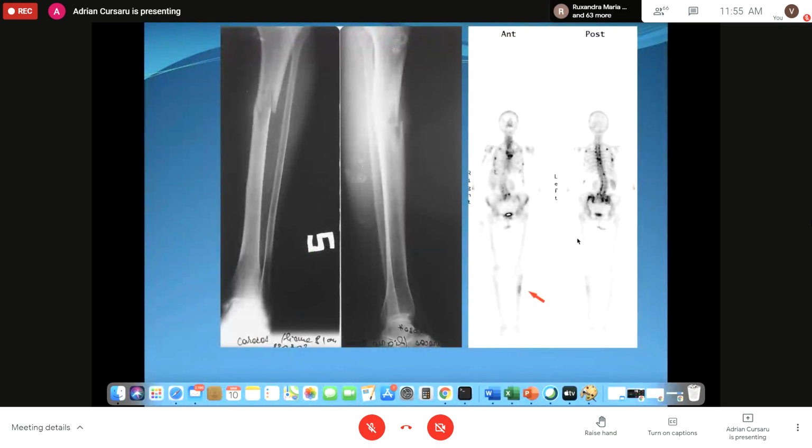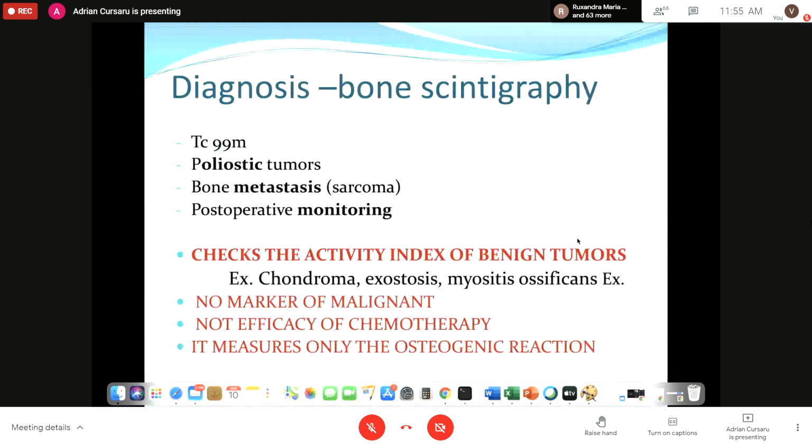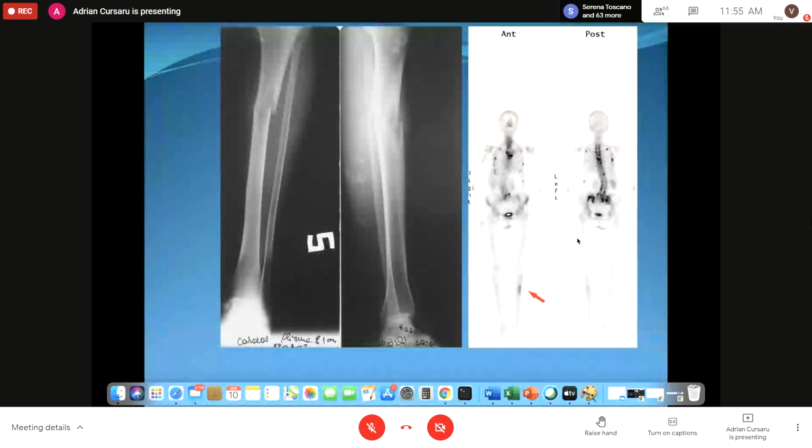That's an example for our scintigraphy. You are seeing the anterior view in the first image and the posterior view in the second one. You will see that in that case you have a lesion in the anterior part of the proximal tibia, but you have many metabolically active lesions, and it is very important because you have many tumors.